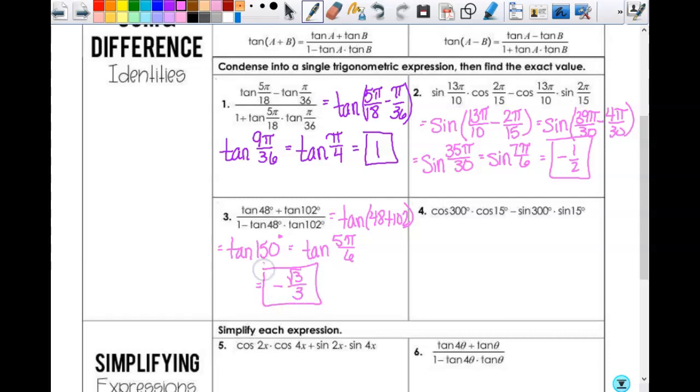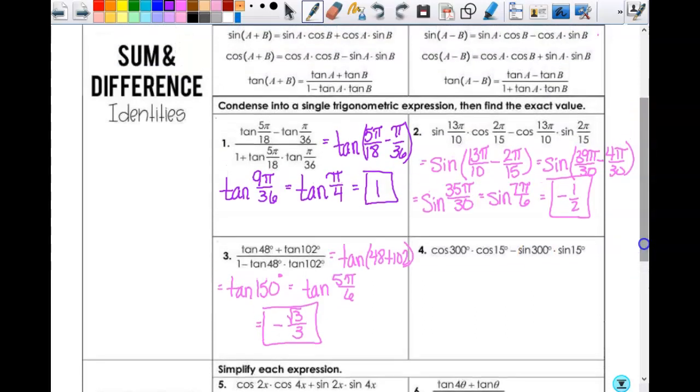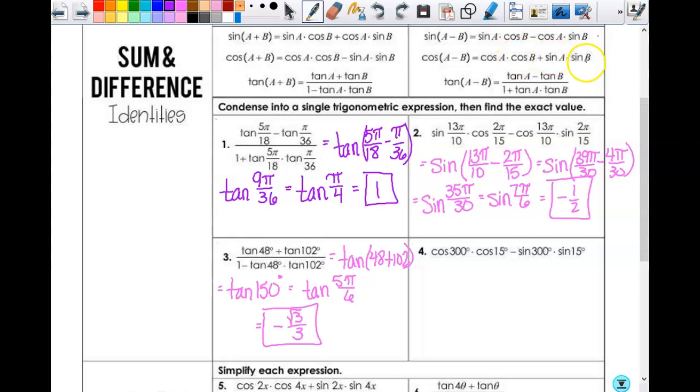There is my answer. All right, so I have cosine times cosine and sine times sine. So cosine times cosine, sine times sine. This is minus, but it's not a difference one. It's an addition one. It matches this one right here. So this is going to be the cosine of A plus B. This is the cosine of 300 plus 15, which is the cosine of 315.